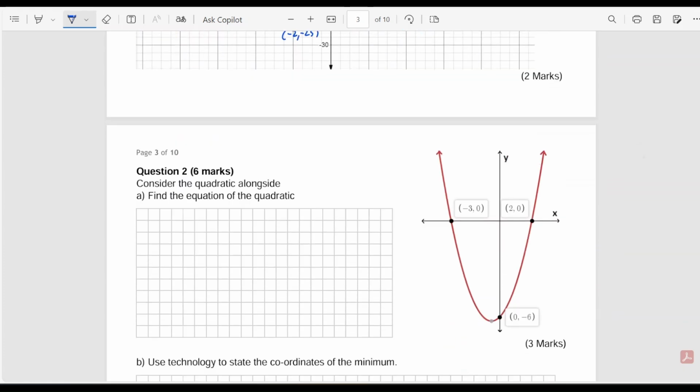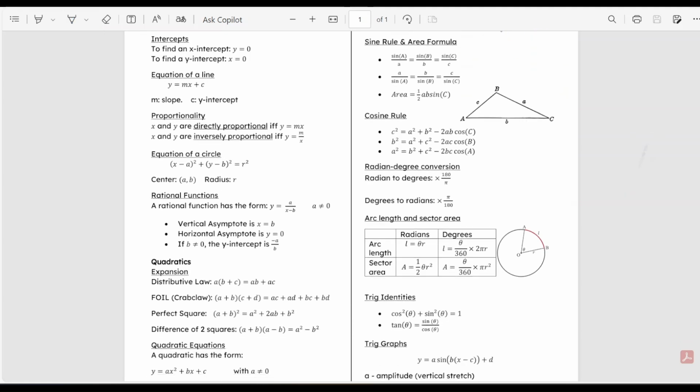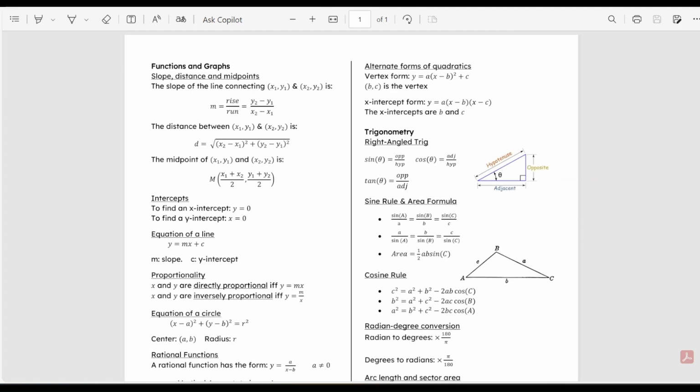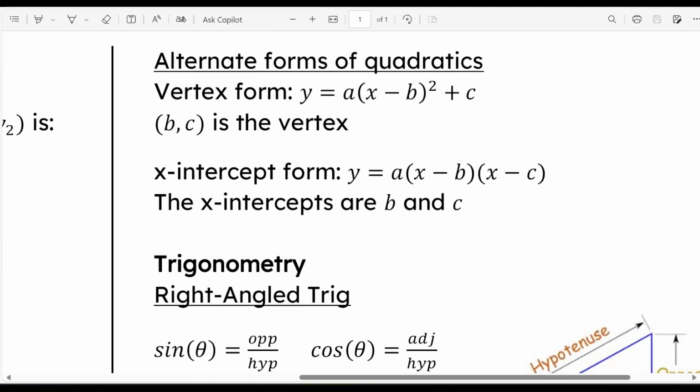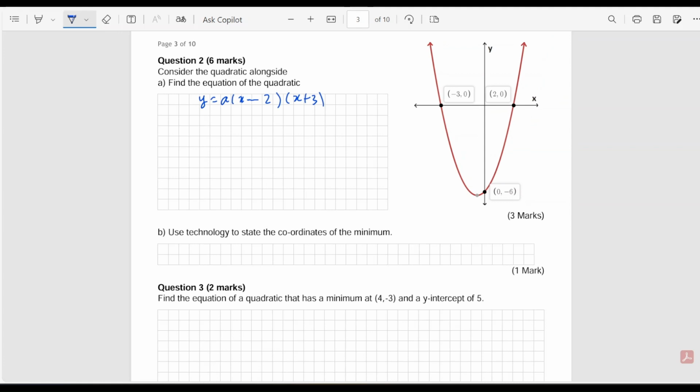There we go. All right, next we need to find the equation of this quadratic. This is the x-intercept form, so be aware there are two different forms for quadratic equations. These are the two forms here. So there they are. We're going to use the bottom one. So we're looking at a, x take 2, that's one of the x-intercepts, is 2, and x plus 3. So then we can sub in 0 minus 6. So we're going to have minus 6 and 0 for the x's. So 0 minus 6 is being subbed in.